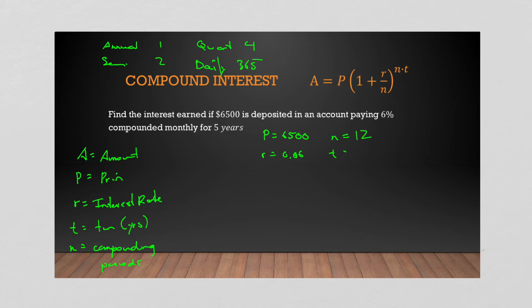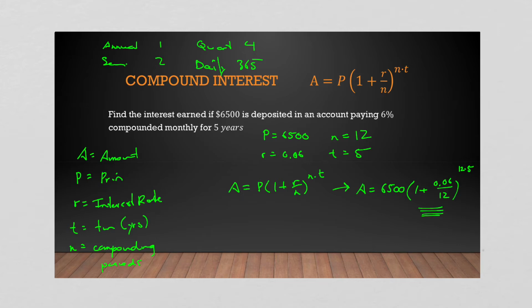And T is 5 years. So there, I have the information I need. So A equals P times (1 plus R over N) to the power of N times T. It's really important that you key these things in at the right time. So 6,500, and then 1 plus 0.06 over 12, to the power of 12 times 5. You've got to do inside the brackets first.